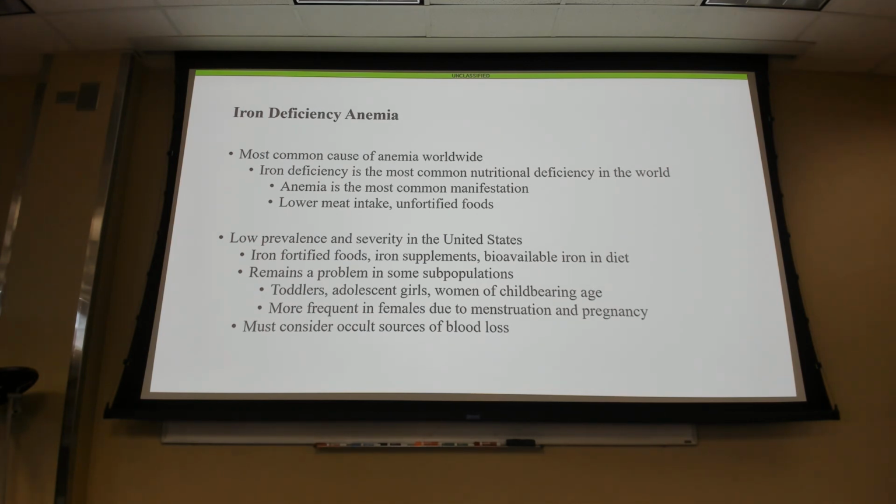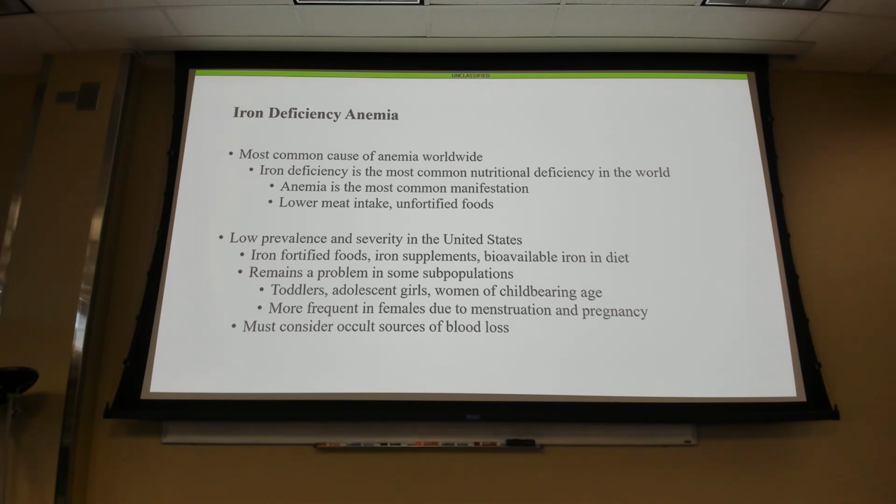Why toddlers and adolescents? Why toddlers? Diet and then growth, right? There's a demand need. They're growing, so you need it. Adolescent girls, what's the problem there? Menstruation and growing too, right? And the menstruation combined. And women of childbearing age, still menstrual issues. More frequent in females.